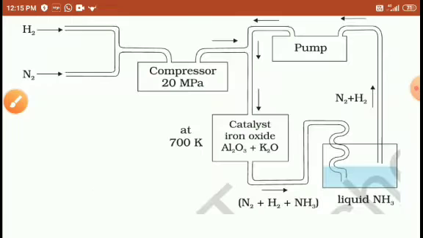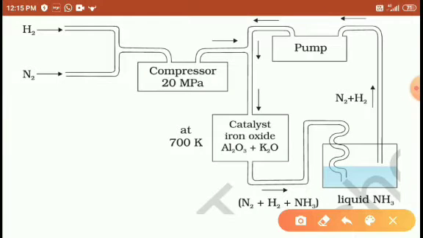Students, here is the flow chart, a diagram. Nitrogen is passed through a compressor. The compressor provides the high pressure.